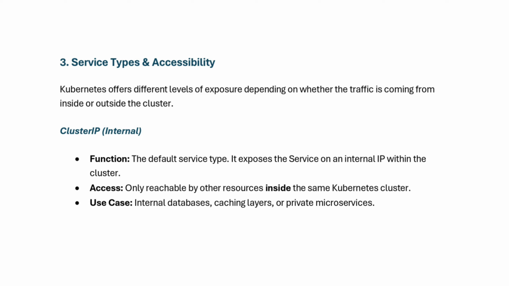So Kubernetes offers different levels of exposure depending on whether the traffic is coming from inside or outside the cluster. The first was ClusterIP. Its function is communication between the microservices, that is database, front end, back end. All the services communicate through ClusterIP, meaning inside the Kubernetes cluster.